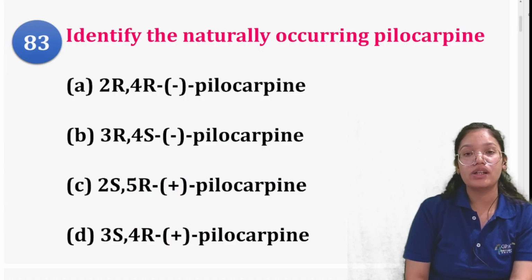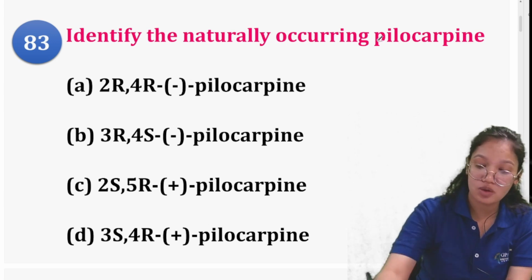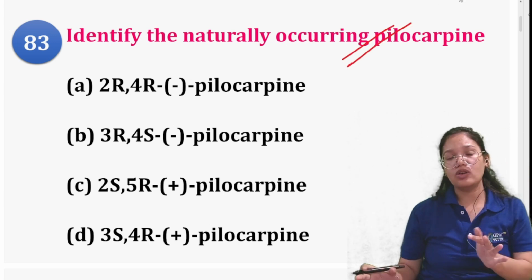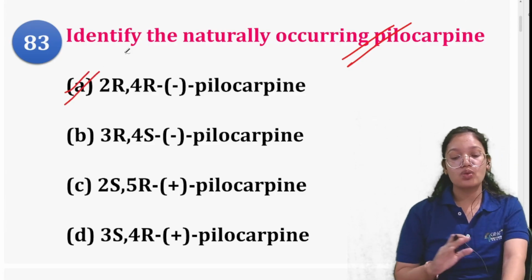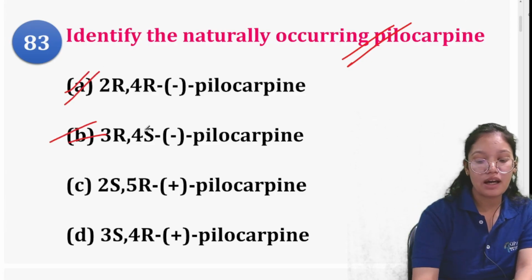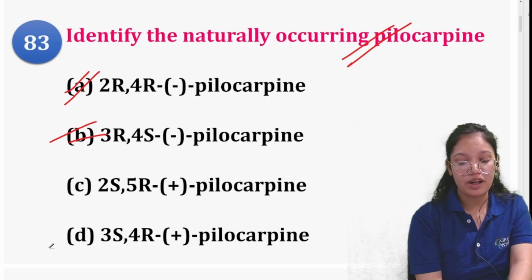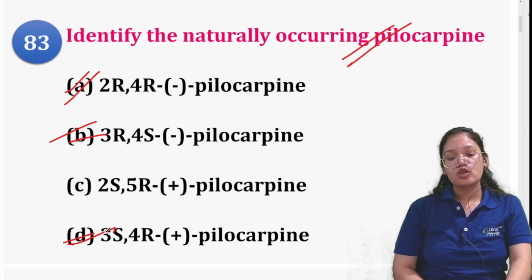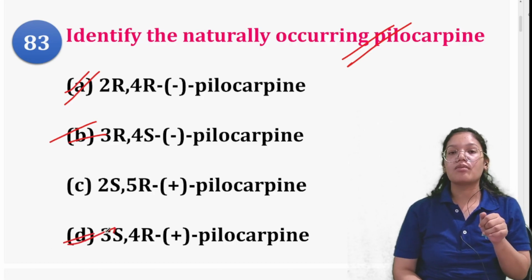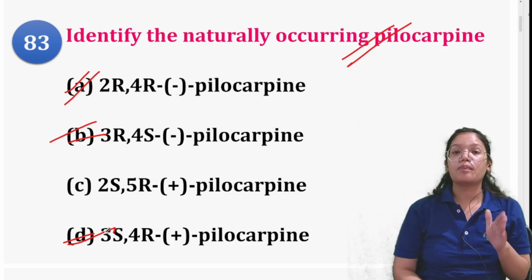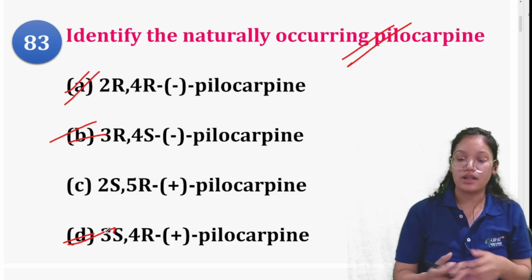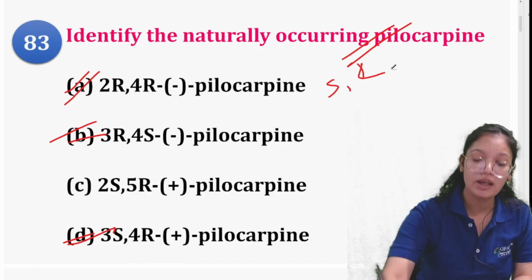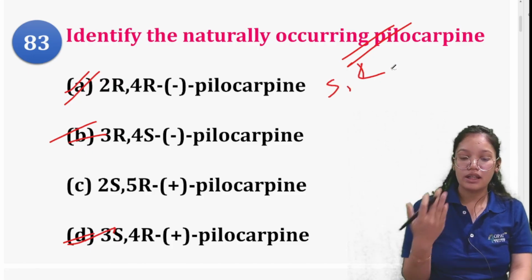Identify the naturally occurring pilocarpine. So asking about the pilocarpine, that is the drug, and the options say 2R 4R pilocarpine, 3R 4S, 2S 5R and 3S 4R. So basically they are asking about the rotation, okay, the position of that rotation and what particular type of rotation that is, whether it is a sinister or the rectus, right side or the left side.